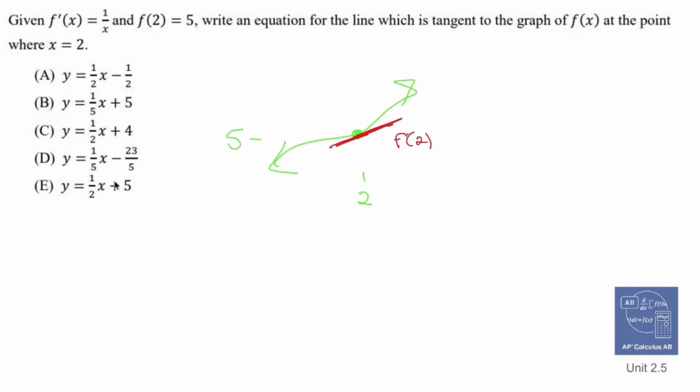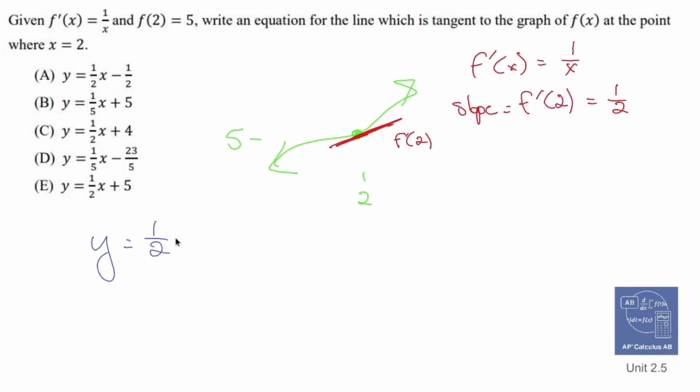So they want me to write this out in slope-intercept form, so let's find the slope. Here's my derivative. F prime of x is my derivative, and it's 1 over x. So my slope is going to be f prime of 2, which is going to be 1 over 2. So what I have so far is y equals 1/2 x plus b. I don't have my y-intercept. Oh, but you know what I have here? I have here the fact that if I plug in 2, I get 5. So I have the point (2, 5).